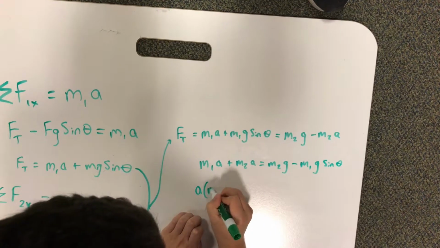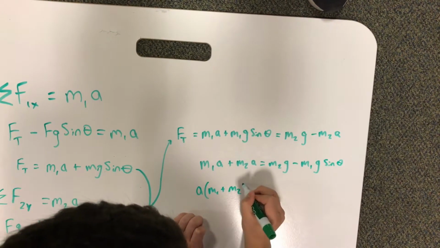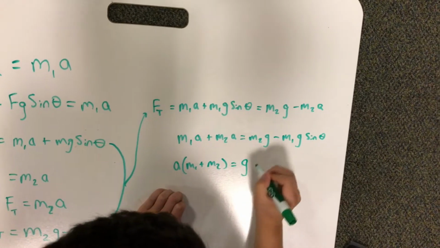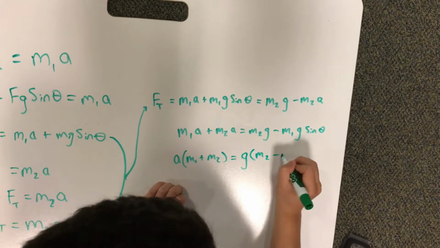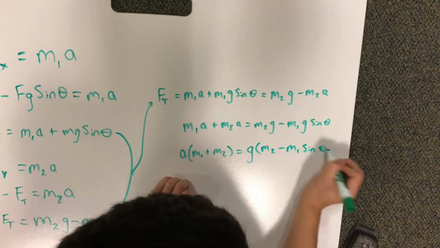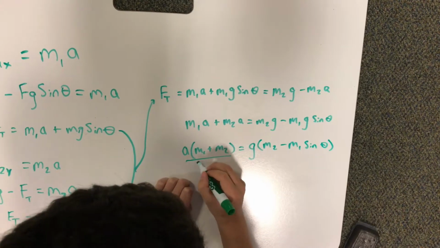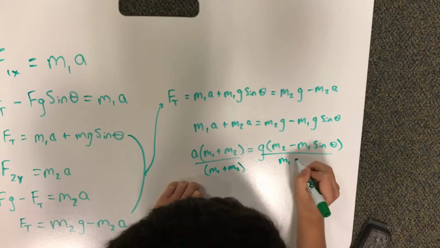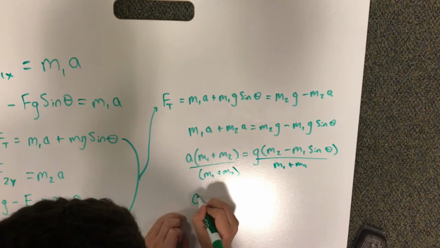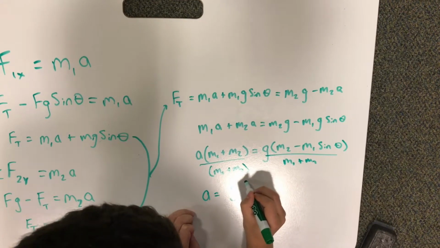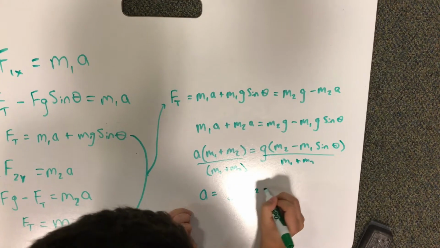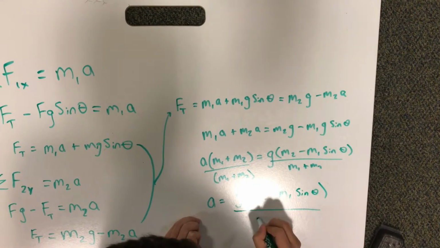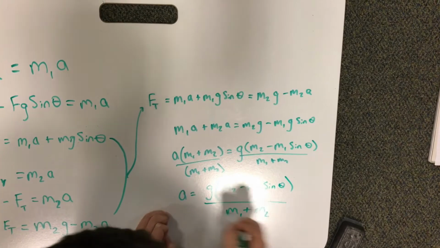m1g sine theta. And from here, you factor out acceleration, so you get a times mass 1 plus mass 2, and then that's still equal to, then I factored out g, and you get g times m2 minus m1 sine theta. And now you want to get acceleration by itself because you're looking for an equation for acceleration, so you just divide by mass 1 plus mass 2 on both sides, and your final equation comes out to acceleration is equal to g times m2 minus m1 sine theta divided by mass 1 plus mass 2.